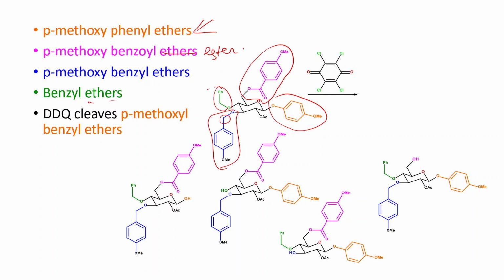So these are all the 4 different functional groups that are present, and DDQ selectively cleaves paramethoxybenzyl ethers only. The moment you know DDQ cleaves paramethoxybenzyl ether, you can easily figure out what your final product is. In the 4 options that are given here, if you look very carefully, they all have different functionalities, and we only have to look for where this orange group is missing. The orange group is missing only in this particular case, so this is our final product.